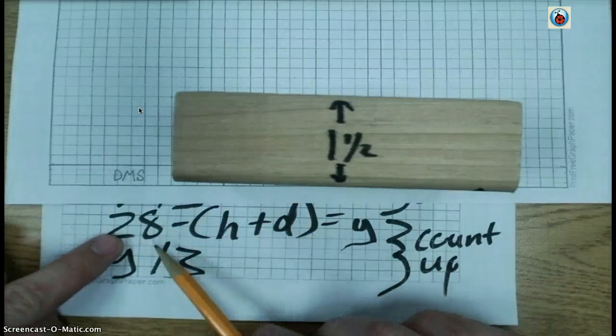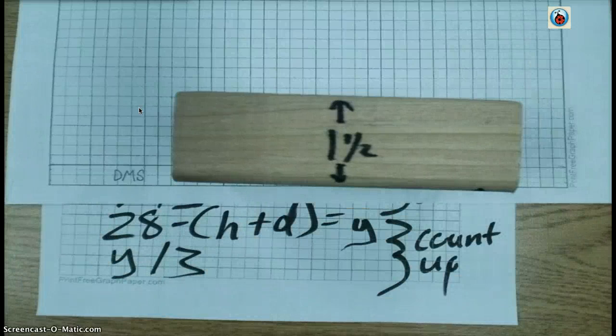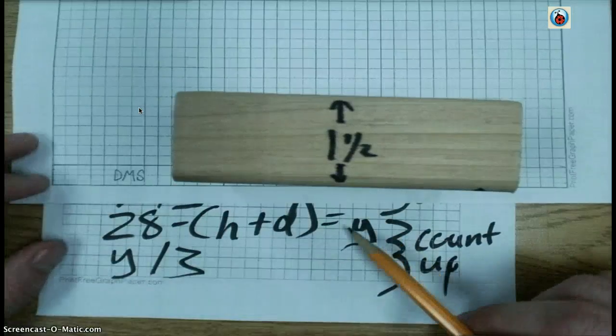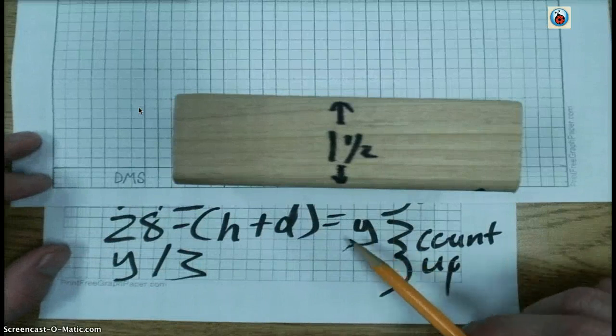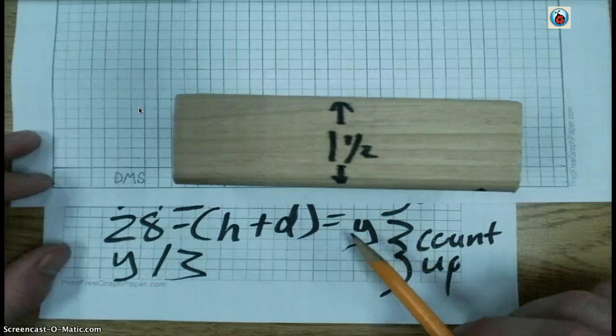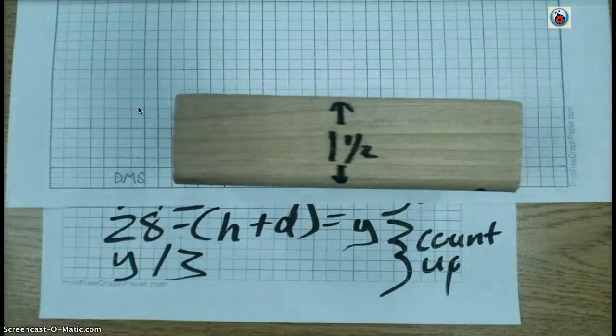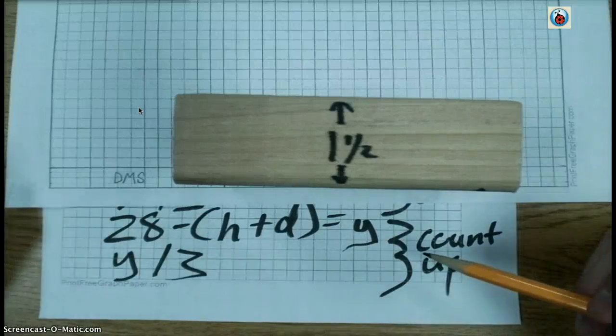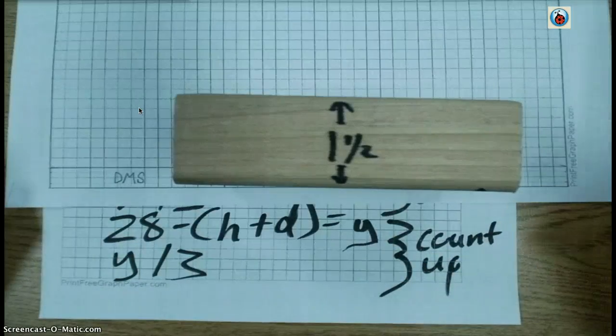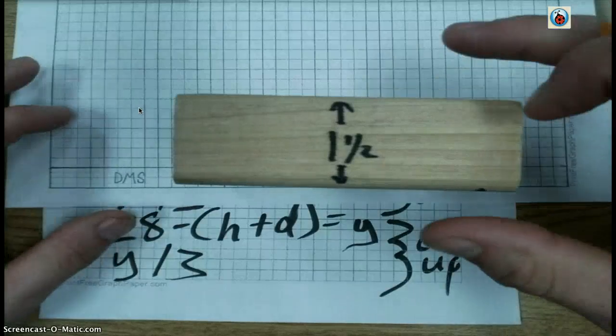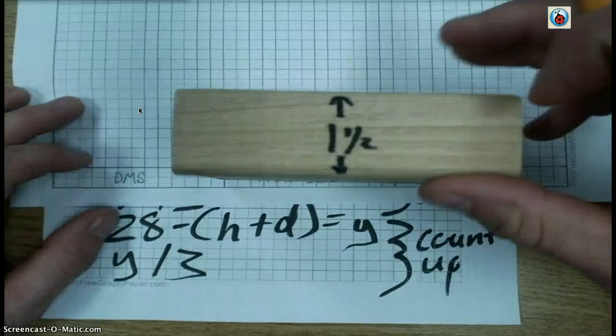I'm going to go 28 minus 4.75. So throw that in your calculator. 28 minus 4.75. So y, you should have got 23.25 for y. So I'm going to go 23.25 divided by 3. And you should get 7.75. We'll round that to 8. Okay, so that's how many I count up.